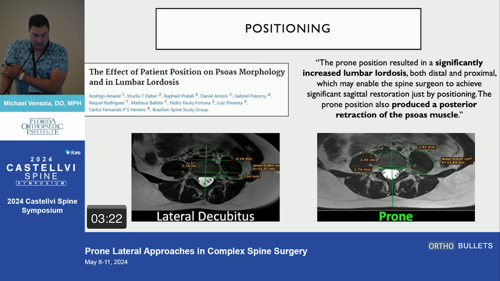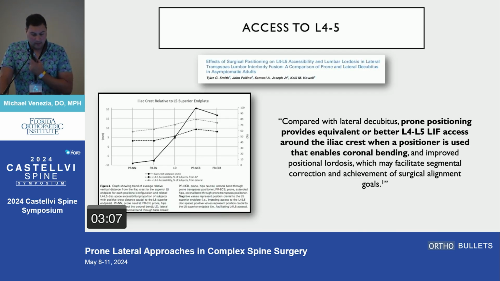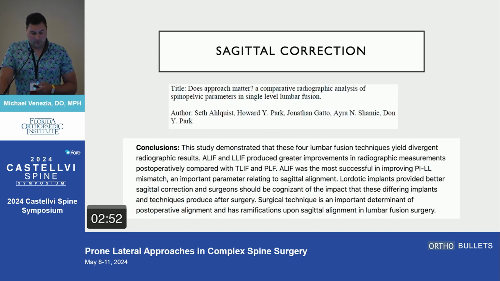And as you can see on the axial cuts of the MRIs, the way that the psoas rotates, it rotates posteriorly and rolls that nerve even more posteriorly, allowing you to have a safer corridor to access. And this is really important at the L4-5 level when we're trying to safely perform this surgery. This was a study by Tyler Smith out west, and they looked at essentially, can we access L4-5 from the prone position? I don't know if it's necessarily better than from a lateral standpoint, but we can do it just as well. We can get access to this level with no problem.